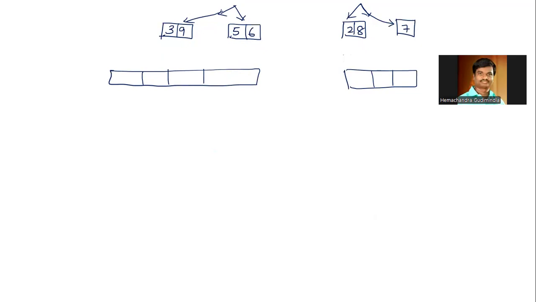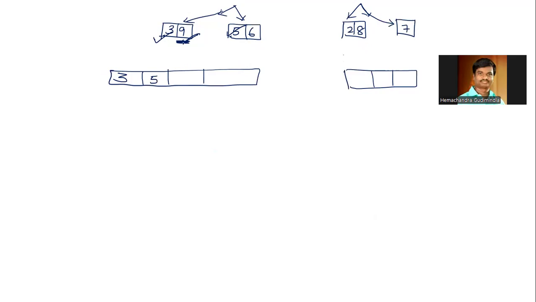When I compare 3 and 5, which is smaller? 3 is smaller. So now I will insert over here. Now I'm not bothered about 3. Now I will see the 9. 9 if I compare with 5, which one is smaller? 5. So 5 I'm going to insert. So now 5 is done.